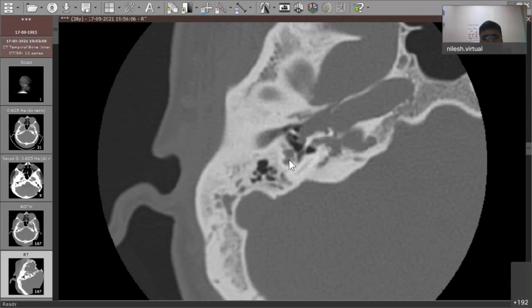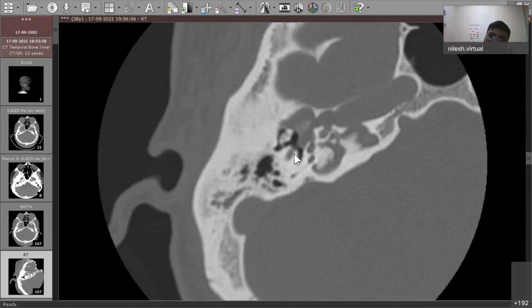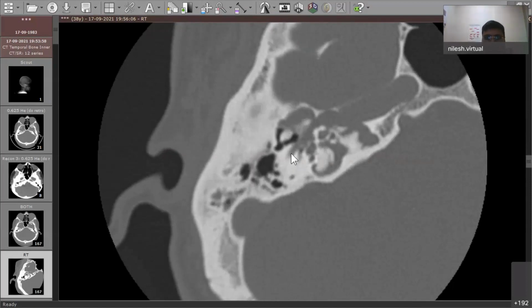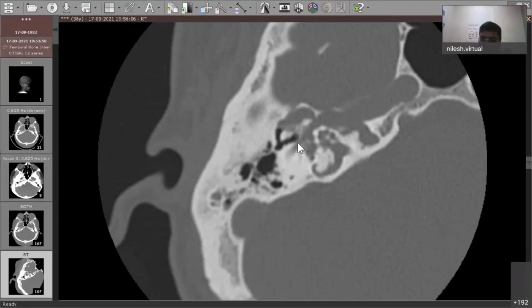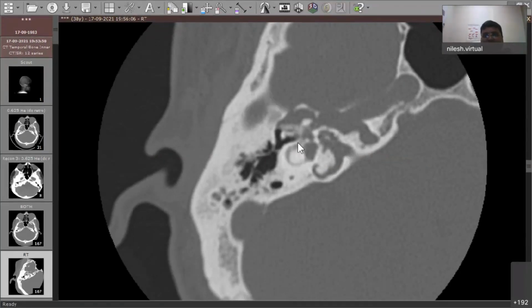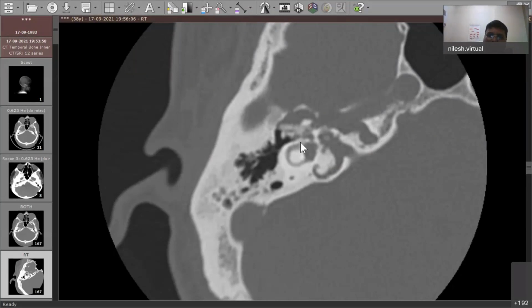And now this is the pyramid. This is the facial nerve, and this is some facial recess cell actually. So you come up the horizontal segment, distal horizontal segment, then part of the proximal horizontal segment, and then you are not able to identify the facial nerve. So right from the internal auditory meatus till the proximal horizontal segment, the facial nerve is involved in this lesion.